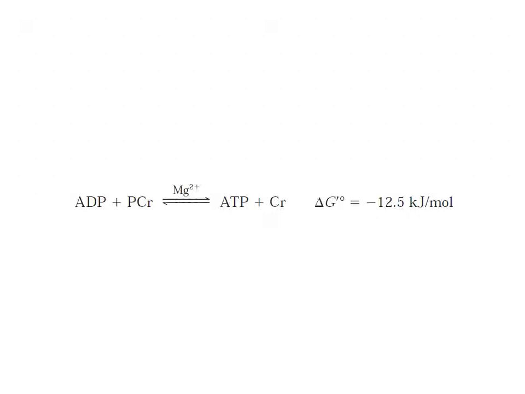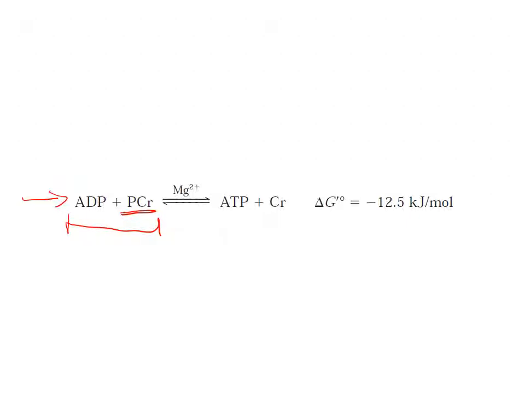Another very useful reaction is this, which involves phosphocreatine. Phosphocreatine is a good reserve for the phosphoryl group for quick synthesis of ATP from ADP. So it promotes this reaction, basically.